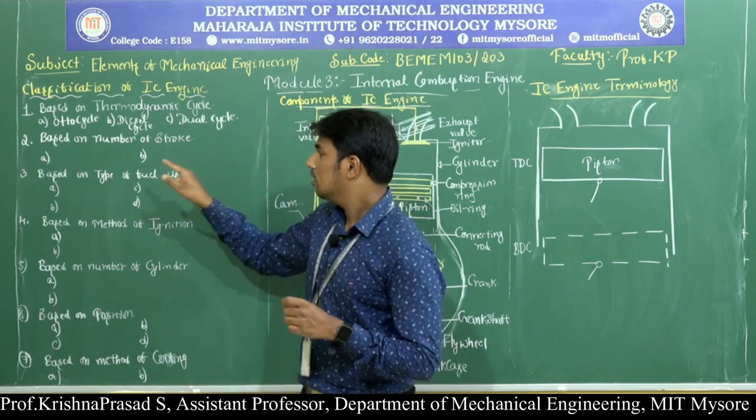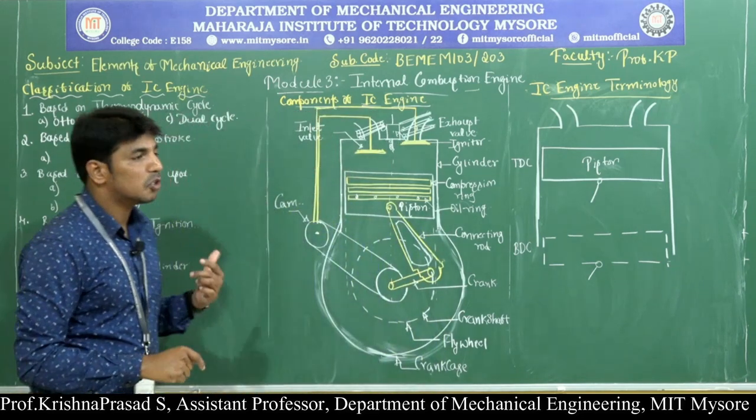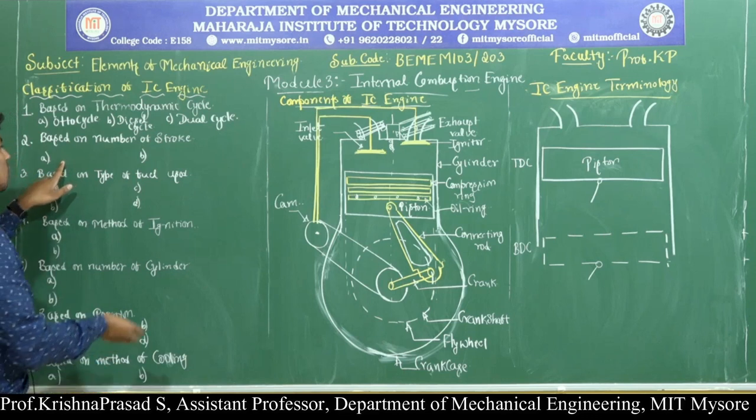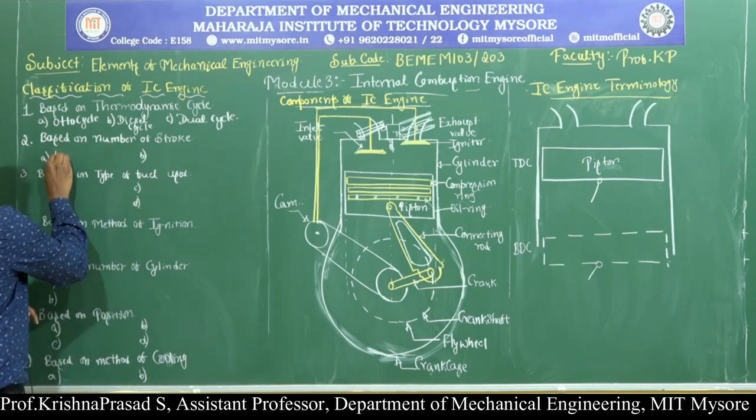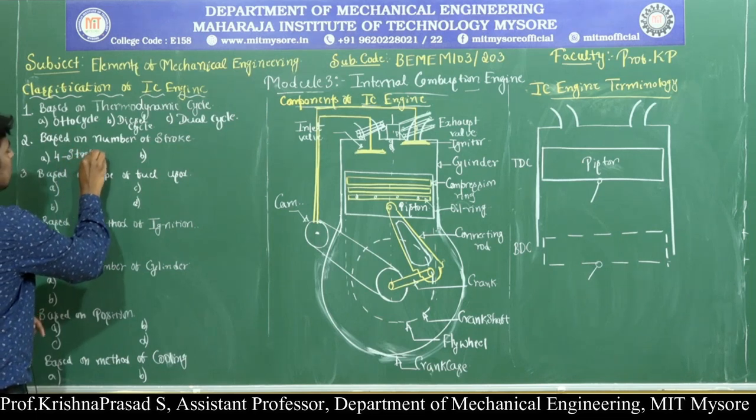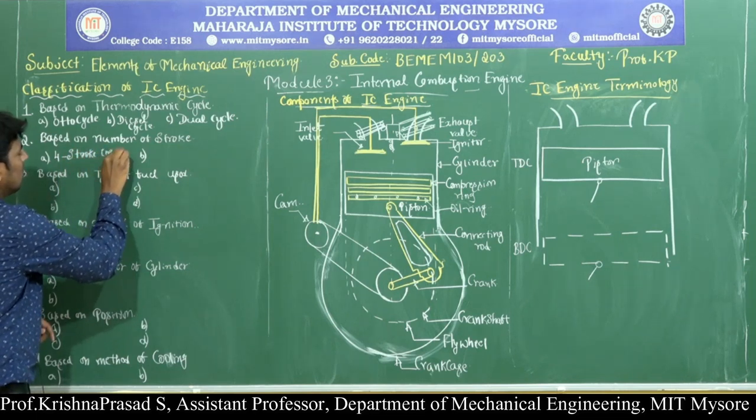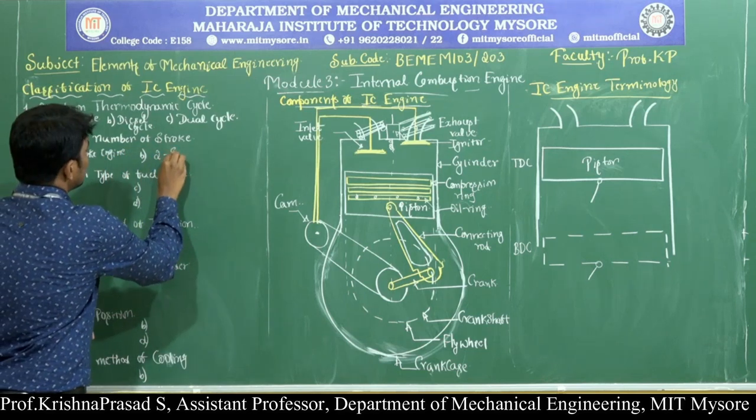Okay, the second one is based on the number of strokes. Based on the number of strokes, IC engines are further classified into two types. The first is called the 4-stroke engine, and the second is called the two-stroke engine.